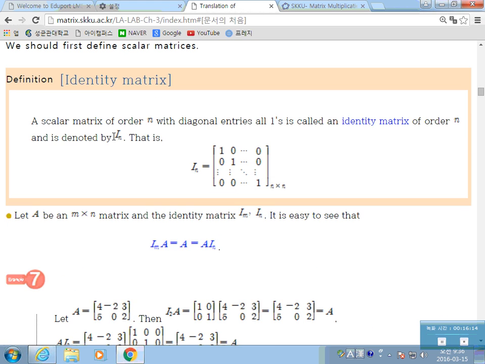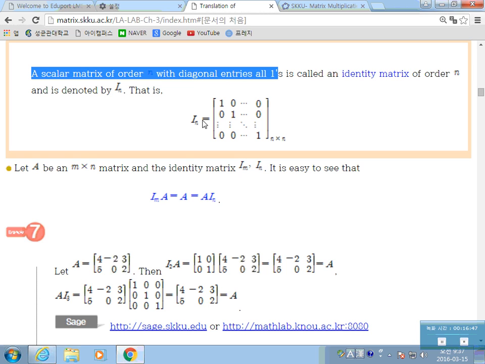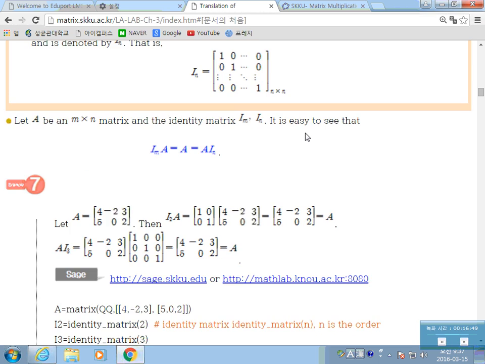And the identity matrix of size n by n is defined like this. It's a matrix whose diagonal entries are all ones. One student asked about the scalar matrix. A scalar matrix is a matrix that has the same constant on the main diagonal and all other entries are 0. That is, a scalar matrix is a scalar multiple of the identity matrix. But anyway, the identity matrix is defined in this way. This is the right definition.